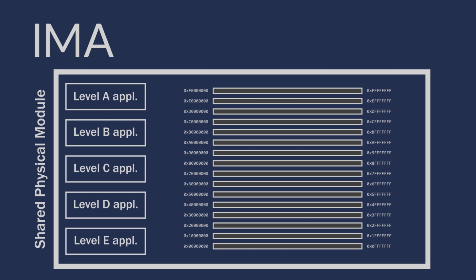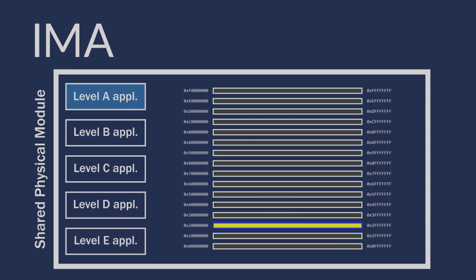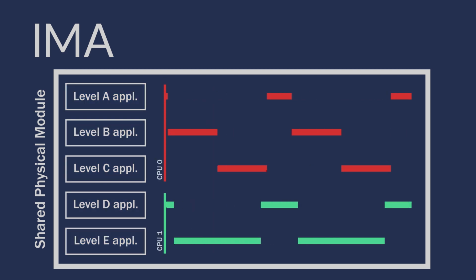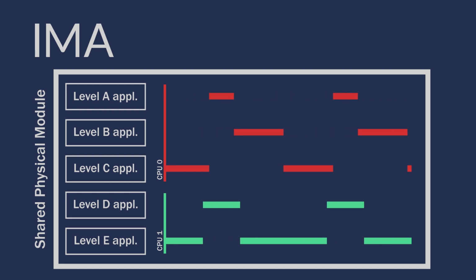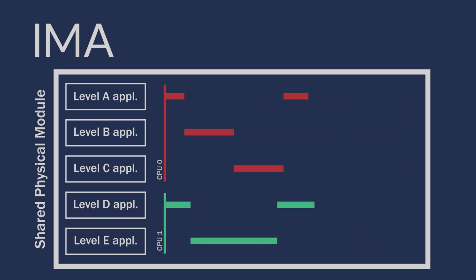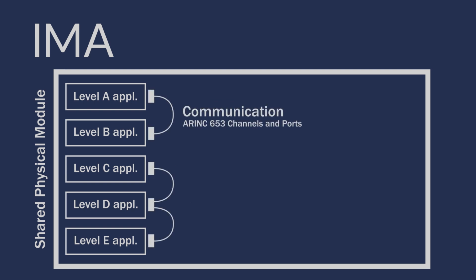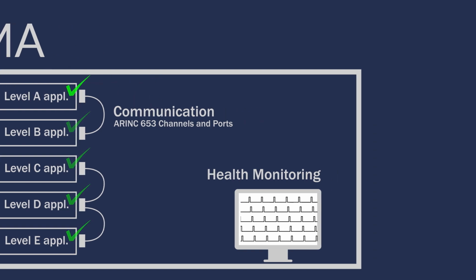Spatial partitioning ensures strict memory protection between applications, and this is accomplished through the use of an MMU. Temporal partitioning ensures that applications are incapable of affecting others as they vary their CPU resource usage. This is accomplished using a strict scheduler. And there are facilities for communication within and between partitions, as well as for health monitoring. So instead of having to certify the entire box and all of its contents to the same assurance level, ARINC 653 enables the certification of each application independently, even when multiple functions share the same hardware.